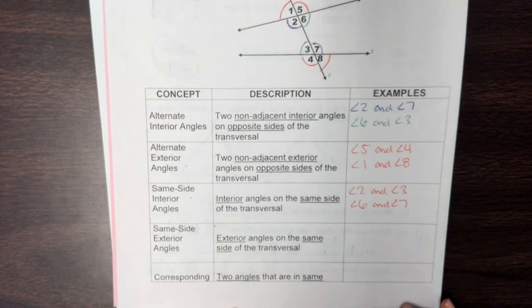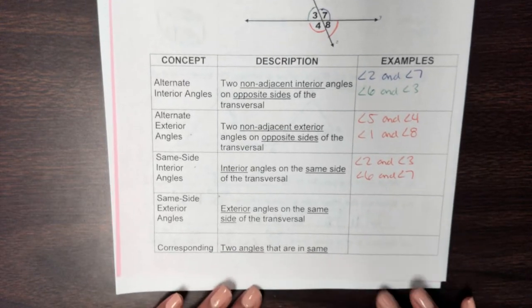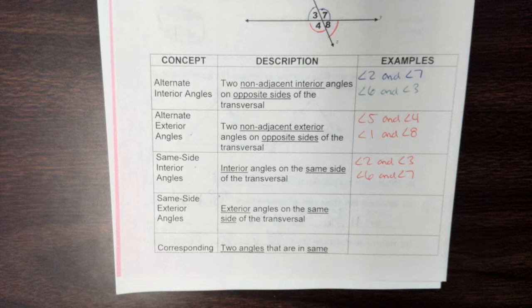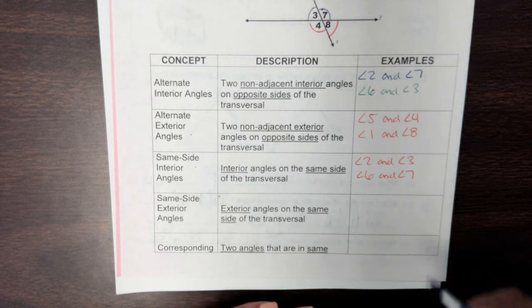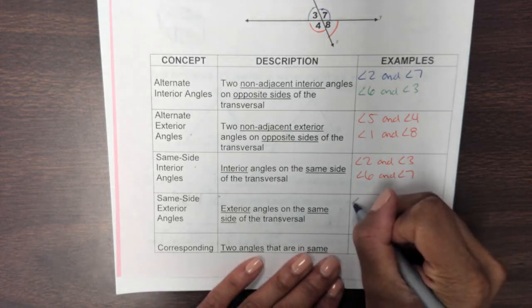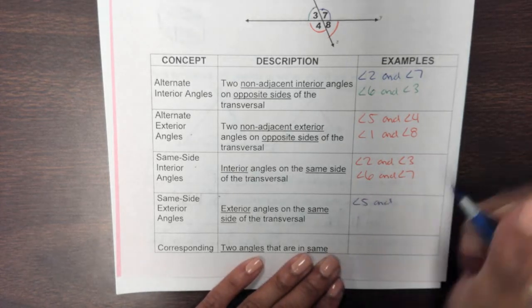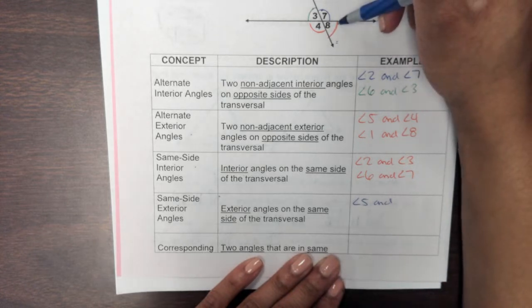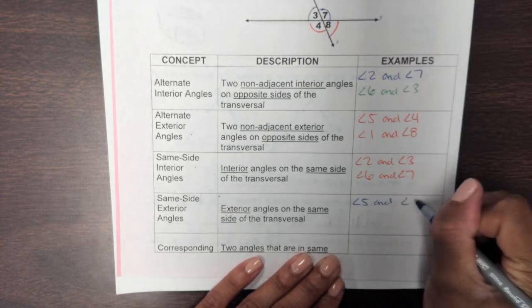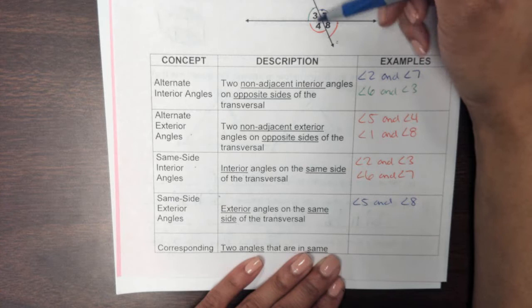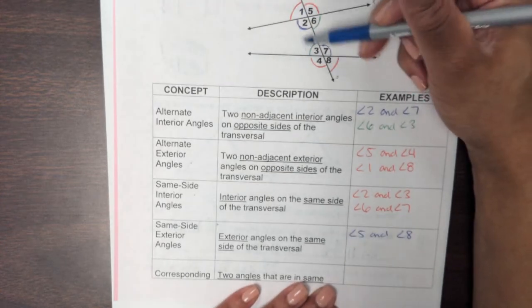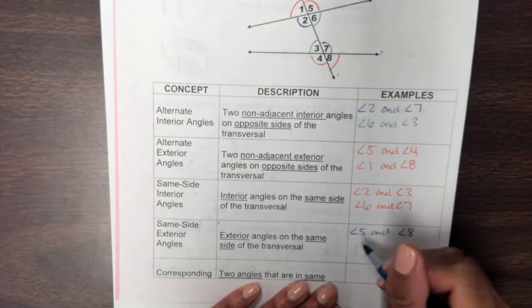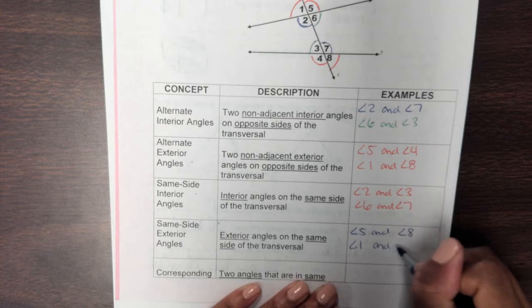So now we have same side exterior. So we have same side interior and same side exterior. Same side exterior angles are the angles on the same side of the transversal. So that would be angles like 5, and also 8. And what about 1 and 4? 1 and 4 are the same as well. So we have angle 1 and angle 4.